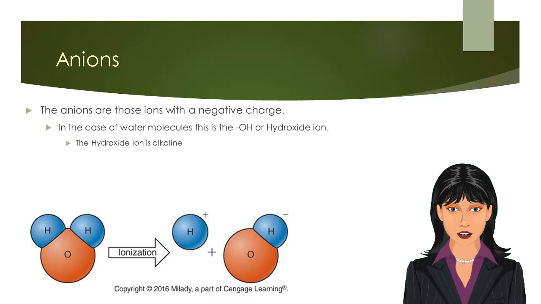Then we also have an anion, or one hydroxide ion, created from the oxygen and hydrogen combination that carries a negative charge. This is because oxygen will not carry an electrical charge by itself, and must be attached to another molecule to carry a charge. In the case of water molecules, this is the negative hydroxide ion. The anions are those ions with a negative charge. The negative hydroxide ion is alkaline.